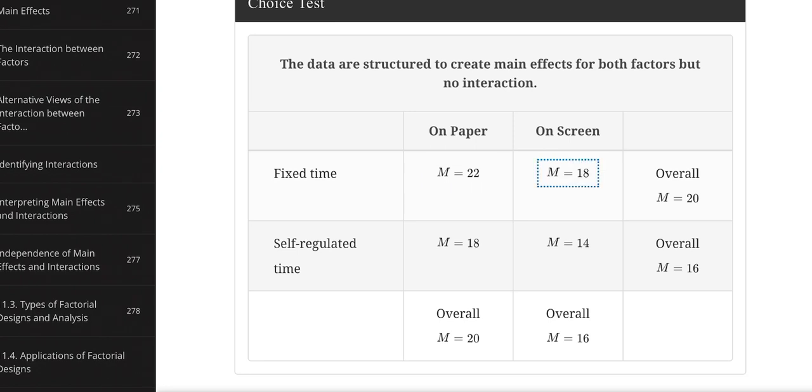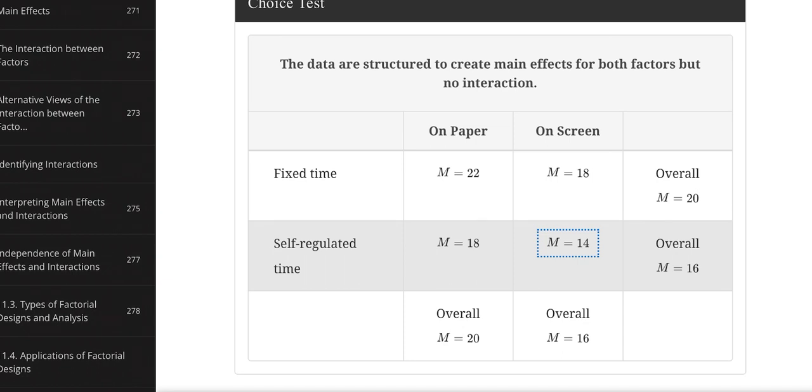This cell, they studied on screen for a fixed time. And then this one, they studied on paper for a self-regulated time. And then here, they studied on screen for a self-regulated time. Okay, so there's four combinations, four conditions there that are distinct, right? They're different from each other.